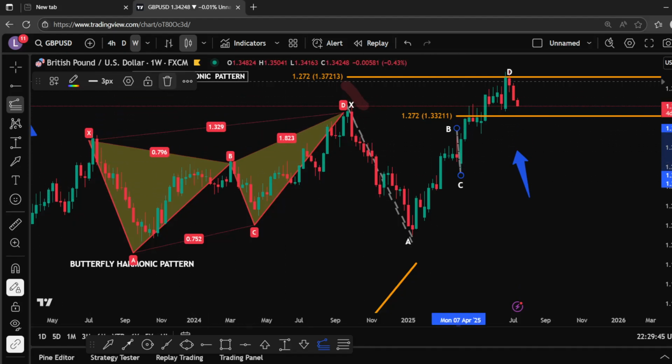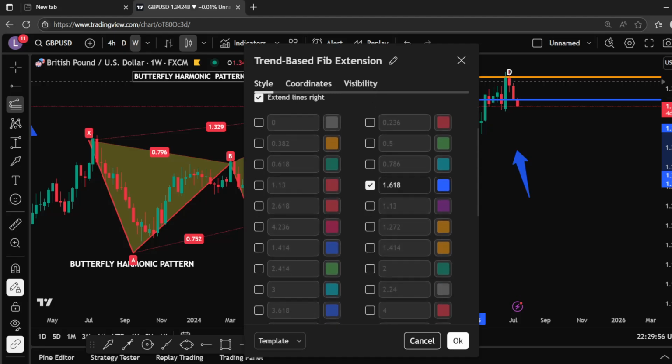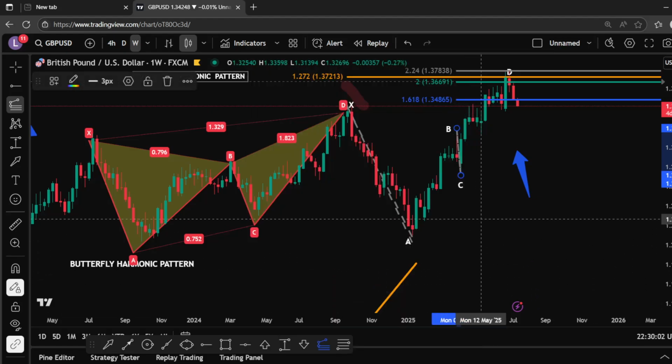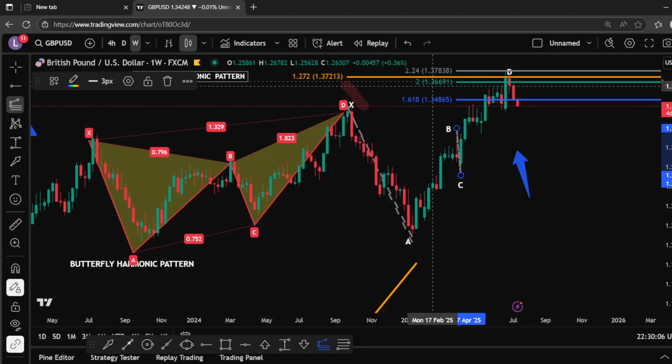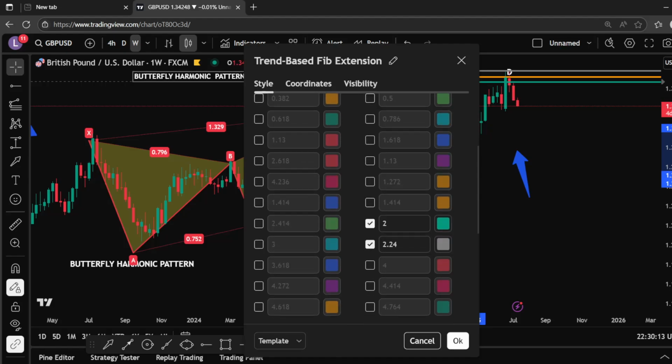So we need a number that aligns closely to the D completion. The three numbers are 1.618, 2.0, and 2.24. The number we need is the number that closes below the D. This time it is 2. So we pick the 2 and get rid of the other two numbers.